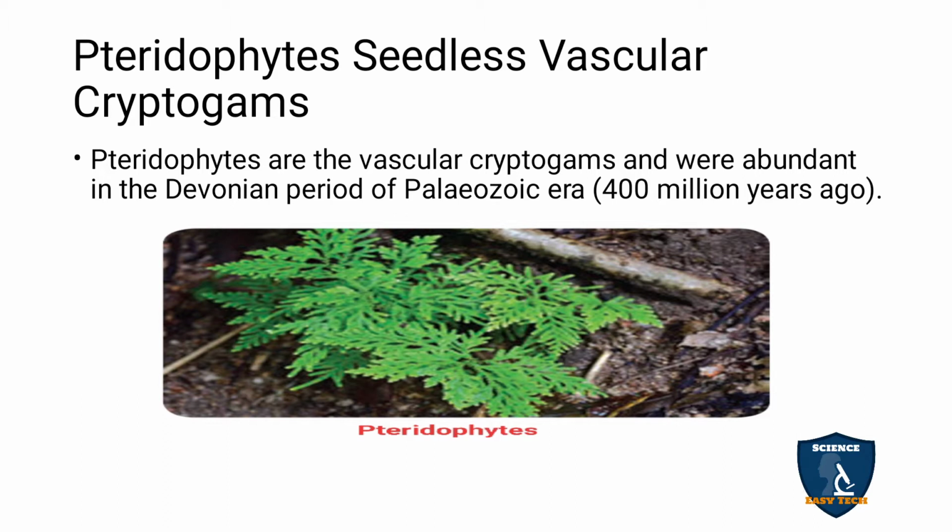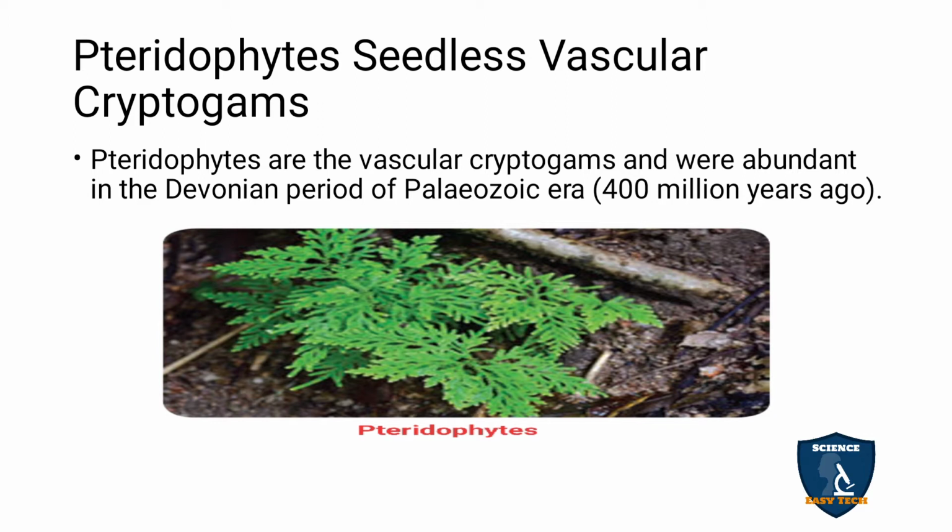Pteridophytes are the vascular cryptogams and were abundant in the Devonian period of the Paleozoic era, that is 400 million years ago. So, they have vascular tissue, and cryptogams means non-flowering plants.